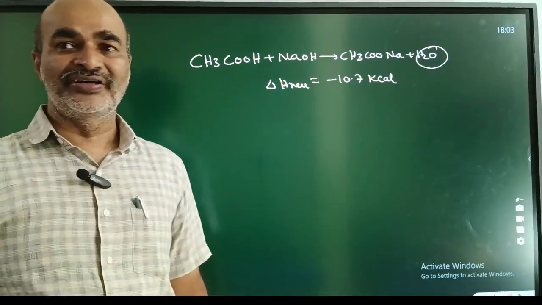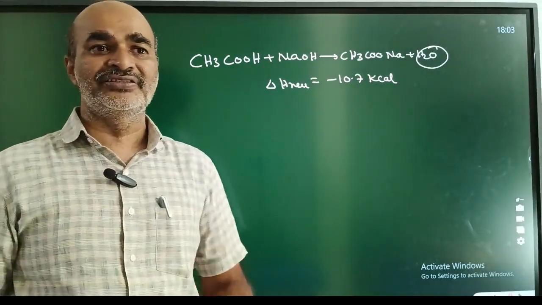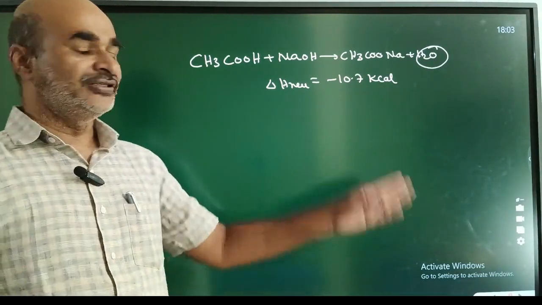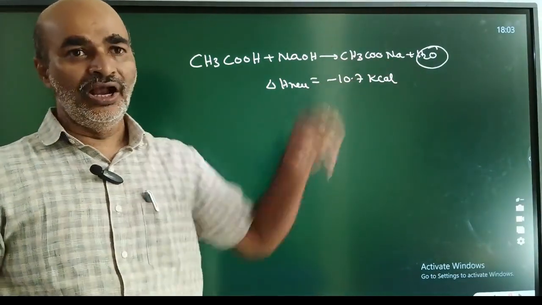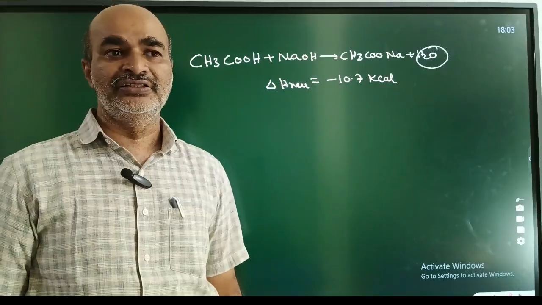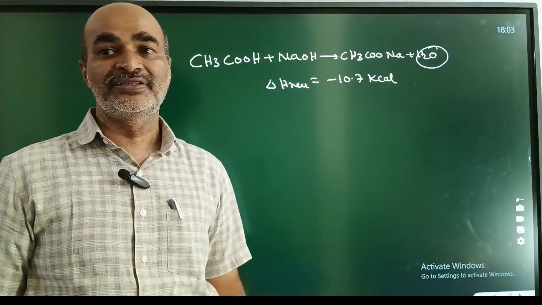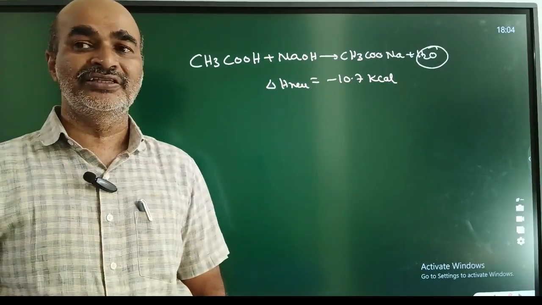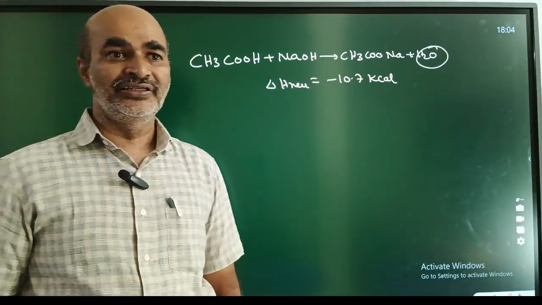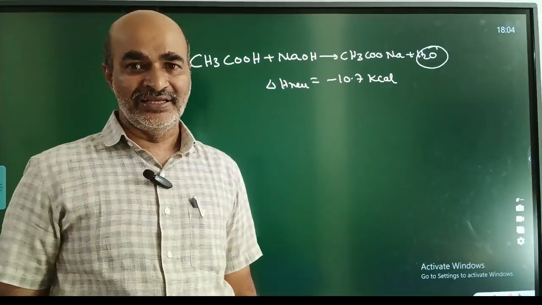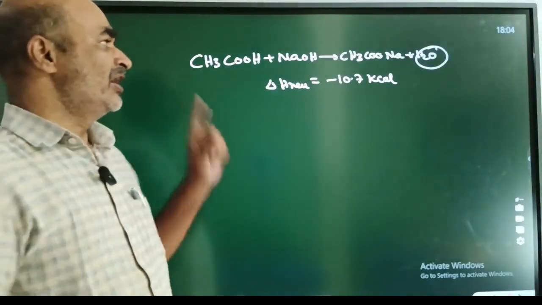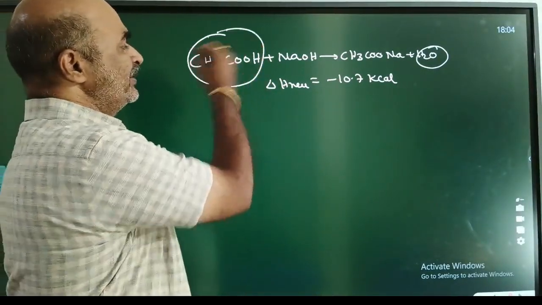If 1 mole of water is formed, the enthalpy of neutralization is 13.7 kilocalories. But how much energy is released? Only 10.7. But what about the remaining 3 kilocalories of energy? That 3 kilocalories of energy is utilized for complete ionization of the weak acid.